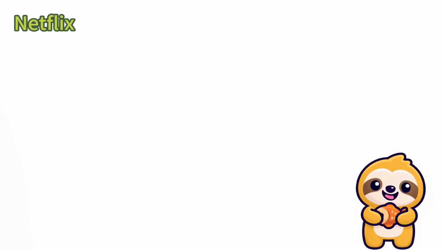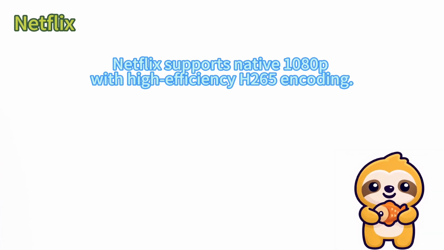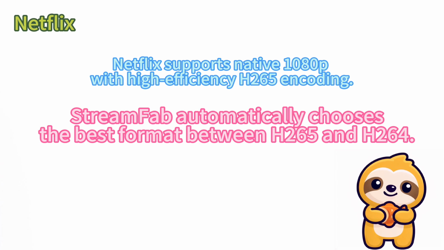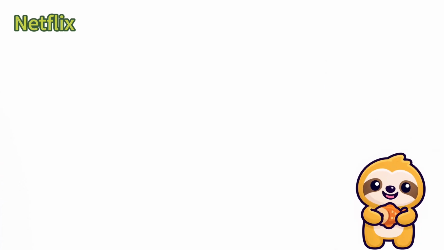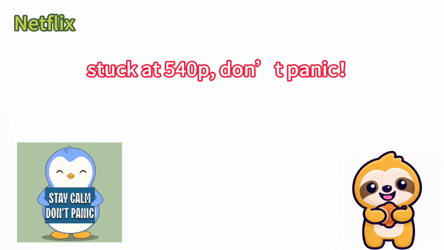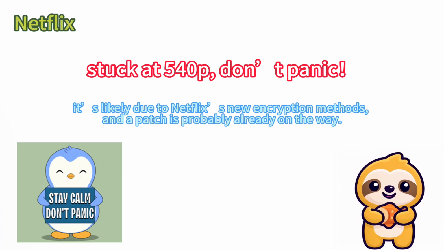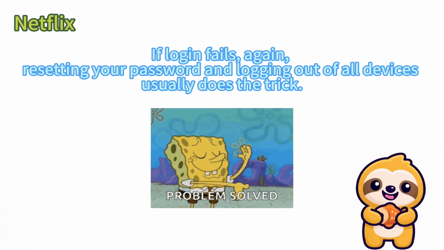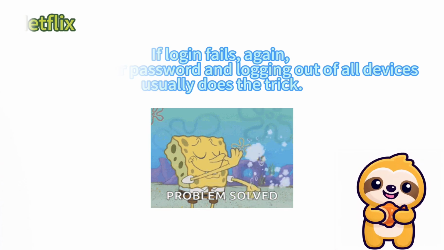Each streaming service has its own quirks. Netflix supports native 1080p with high-efficiency H.265 encoding. The app automatically chooses the best format between H.265 and H.264. If you're stuck at 540p, don't panic. It's likely due to Netflix's new encryption methods, and a patch is probably already on the way. If login fails, again, resetting your password and logging out of all devices usually does the trick.